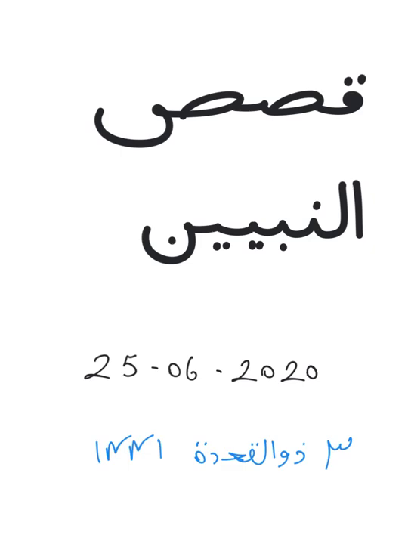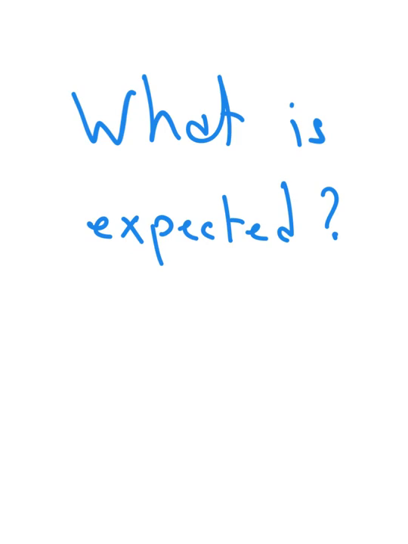This video is regarding Qasasun Nabiyyin. Today is 25th June 2020, corresponding to 3rd Dhul Qa'dah 1441. Before you start this book formally with your teacher, this video explains what is expected from you as a learner, as a pupil, as a student.